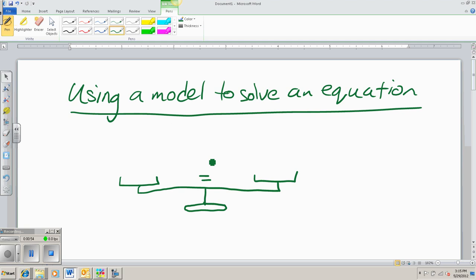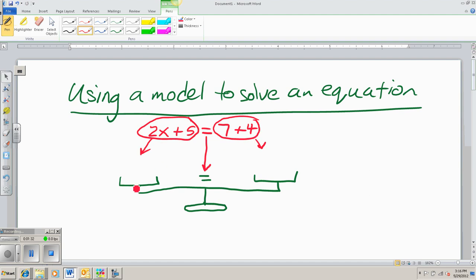Take, for example, the equation 2x plus 5. I'll write it up here, maybe in a different color. 2x plus 5 is equal to 7 plus 4. Okay, so if this is my equation, I can model that. This equal sign is going to correspond to the center of the balance. That means what's over here will need to go in this pan. What's over here will need to go in this pan. And if it's a true statement, it will be balanced. This side won't drop down or this side won't drop down.